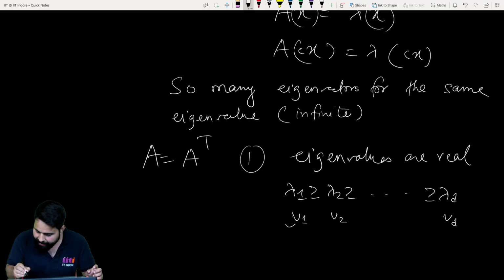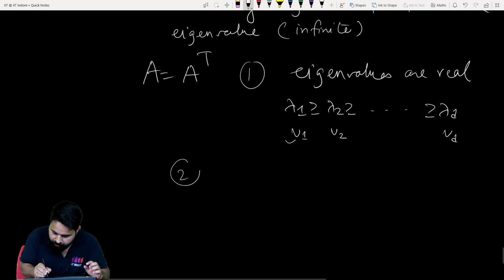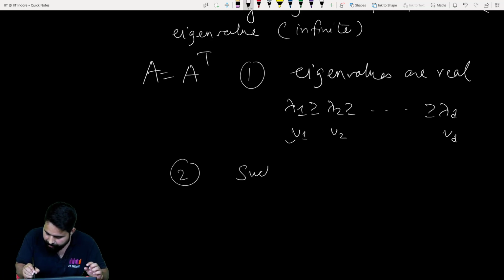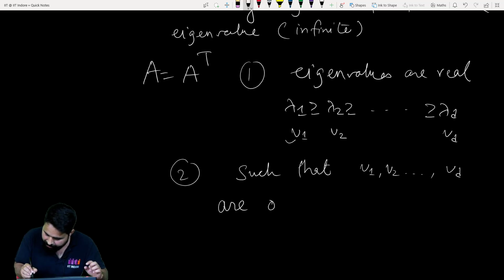V1 will be the eigenvector corresponding to lambda 1, V2 the eigenvector corresponding to lambda 2, and so on, such that these eigenvectors V1, V2 up to Vd are orthonormal. What do we mean by this?